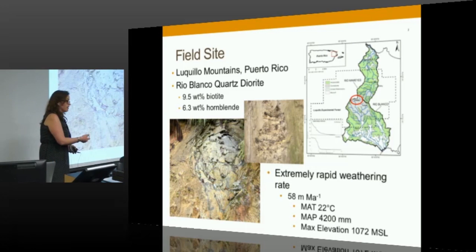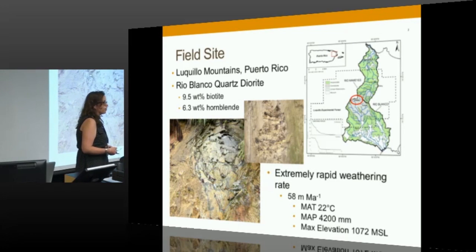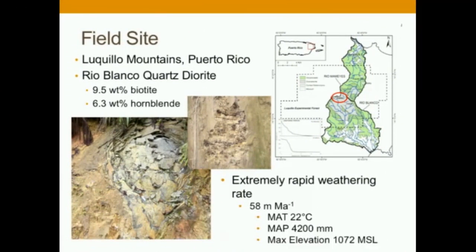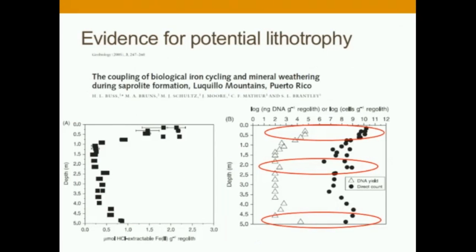The saprolite-bedrock interface is variable, but usually 5 to 8 meters depth. Should clarify, this is at 5 meters, and then you see up through the saprolite a depletion in iron. But what's really interesting is the cell count. So you have high cell densities at the surface, right? And then you move down through the saprolite, you see this wiggle right here.